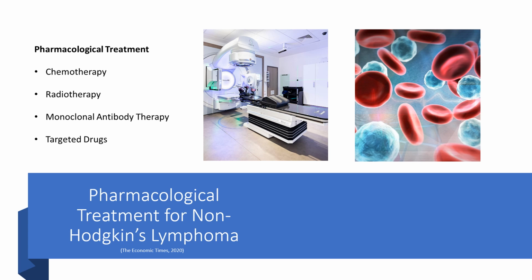If chemotherapy is unsuccessful, targeted drugs are used. There are many options available. Some prevent the nucleus from working, others affect cell growth, and some affect active genes.